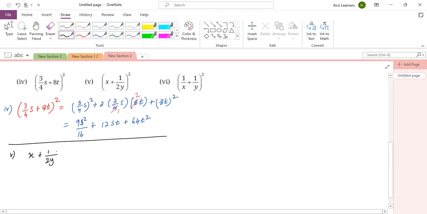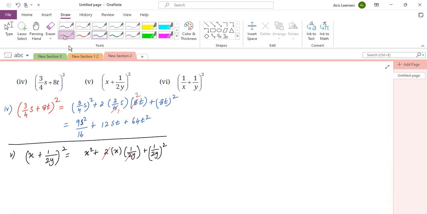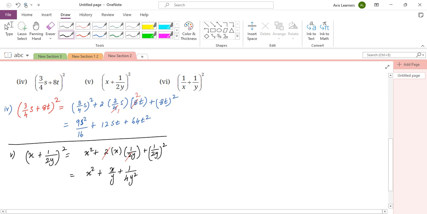(x plus 1 by 2y) the whole square. Okay, x square plus 2 into x into 1 by 2y plus (1 by 2y) the whole square. Look at this, we can cancel this 2 and this 2. Now x square plus x by y plus 1 by 4y square. If you find the square here, look at this, square is on the top. This is for 1 and 2y. 1 square is 1, 2 square 4, y square. So we completed the expansion of the fifth one.